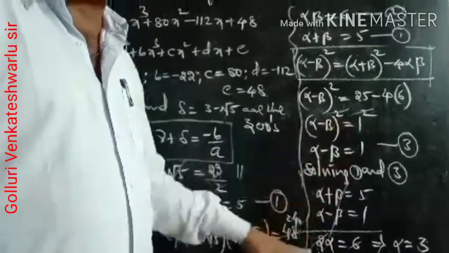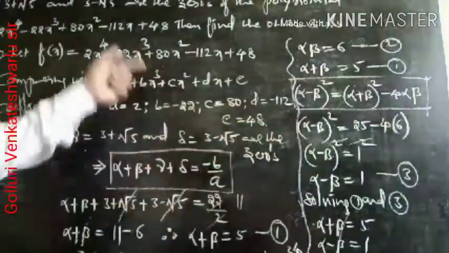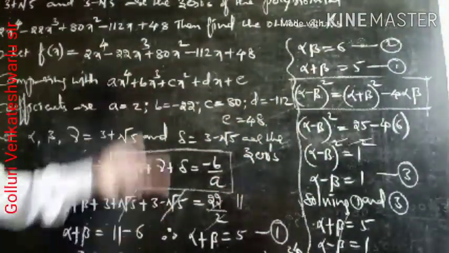Here are the zeros of the polynomial. So look at another method. Up to here it is the same process.